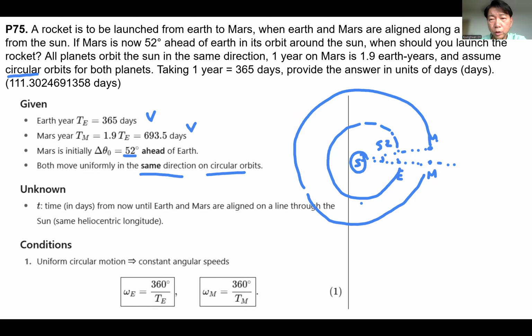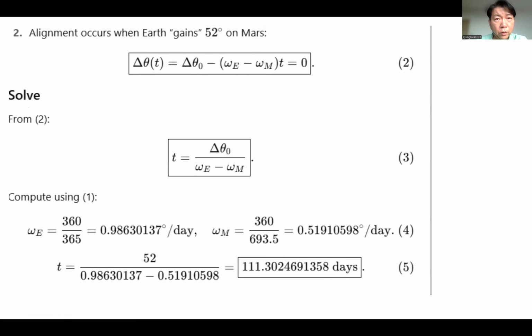The time to take one revolution means 2 pi over T_E, and then 2 pi over T_Mars can be calculated for the angular velocity, right? So we are going to assume that omega_E is given by this one, omega_M is given by this one. And then alignment occurs when the Earth gains 52 degrees on Mars, such that we get this relationship, okay?